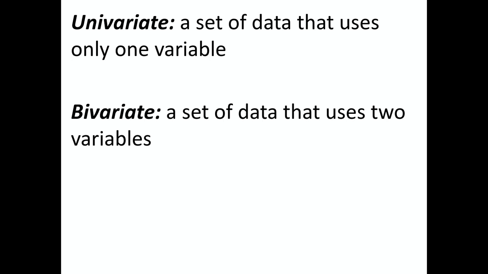Pretty straightforward. All right, this is another way that you can describe data: univariate versus bivariate. I'll give you a minute to get this written down. Of course, if you're at home, pause the video if you need to get things written down. Think unicycle, right? One wheel. Univariate is a set of data that uses only one variable.